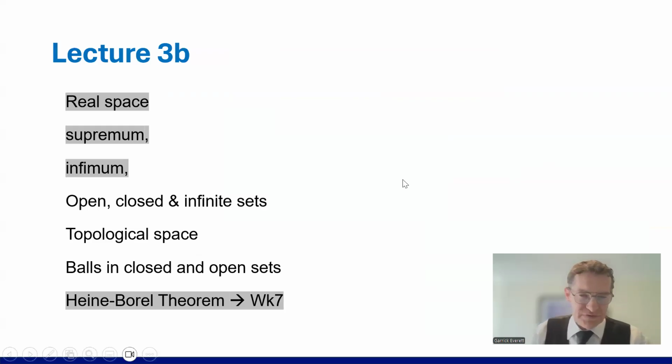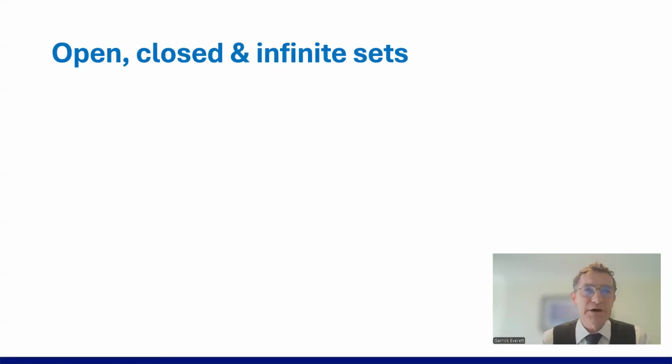So what I decided for this, having done it and rewritten it, we're going to do open, closed, and infinite sets. That's pretty obvious. We'll do topological spaces. And then I looked at the Heine-Borel theorem and I thought, we really need to do balls in closed and open sets first. So I've moved the Heine-Borel theorem to week 7, and we may or may not do it. I'll decide in week 7 about that. So we'll do these three, and that'll be it. Heine-Borel will not be in the upcoming test. Okay, open, closed, and infinite sets.